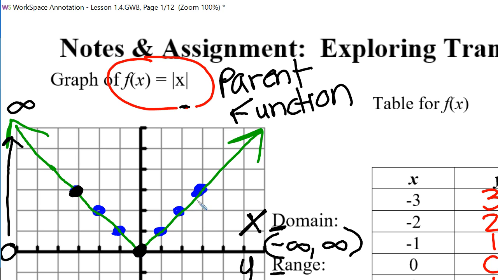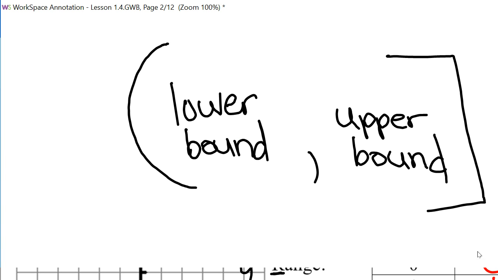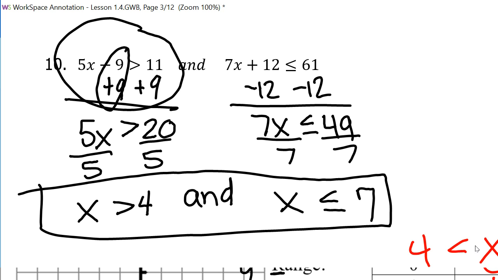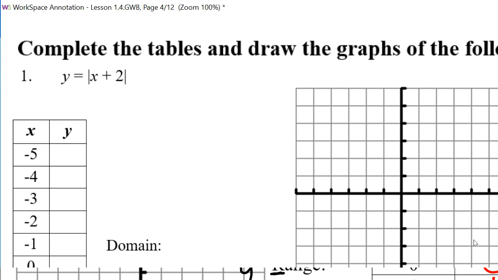And looking at our parent function, I do want you to notice that the parent function passes through the origin, and it goes up 1, over 1, up 1, over 1. So keep that picture in mind. We're going to be using that when we're trying to distinguish what types of transformations occur. So looking at number 1, we need to complete the tables and draw the graphs of the following transformations.